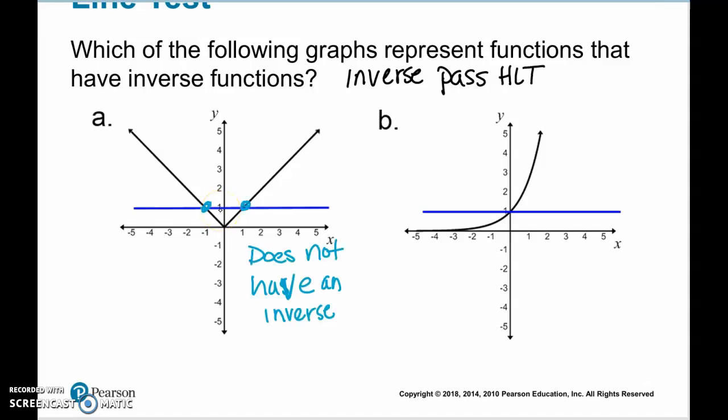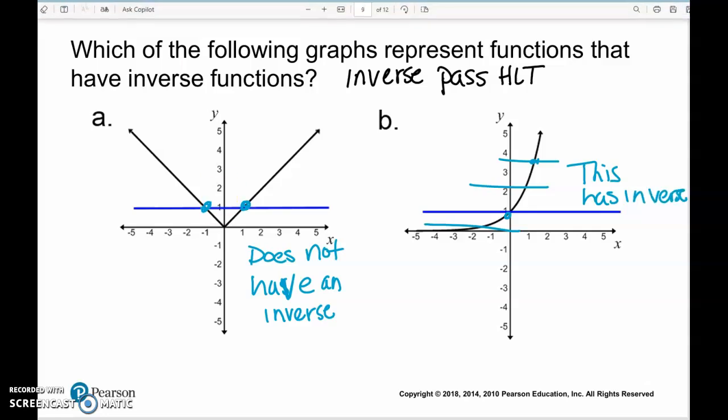So graph A does not pass the horizontal line test. The horizontal line crosses the function in two spots. So we're going to say it does not have an inverse. In section B here, this one does pass, because if you were to draw horizontal lines anywhere along this function, so this has an inverse because it passes the horizontal line test.